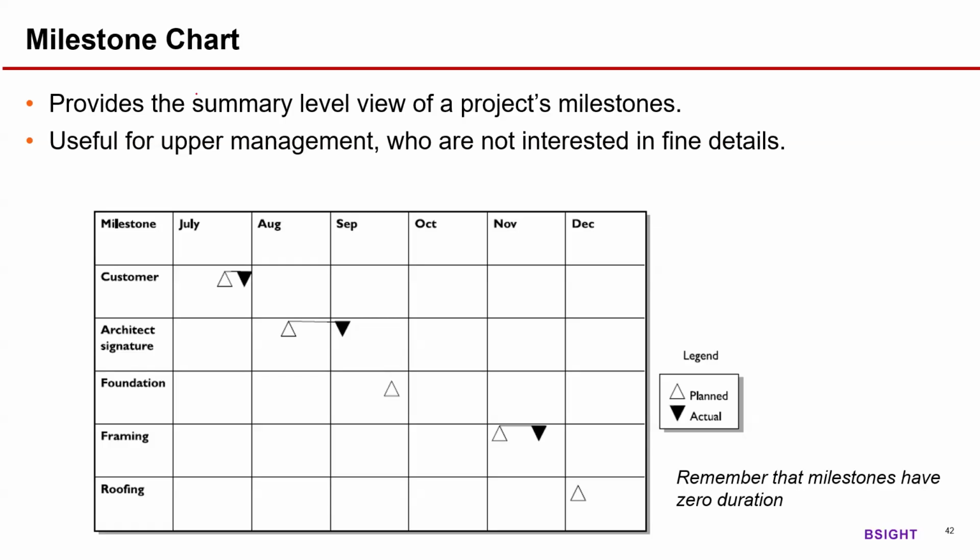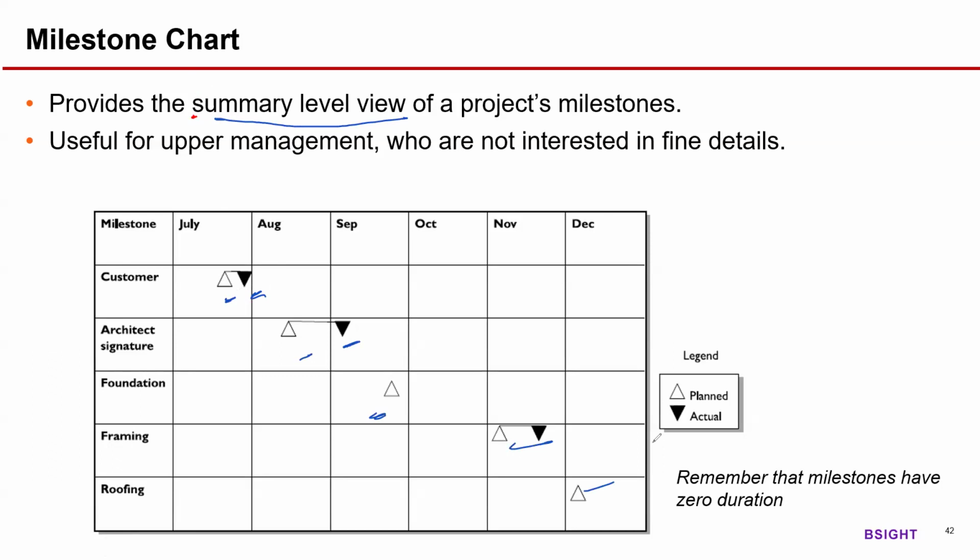That's where you will go for a milestone chart. A summary level view of the project milestones. So what are the key milestones? By having a look, you can understand this milestone is planned here, this is actual, there's a delay. Here it's not started, here completed, etc.